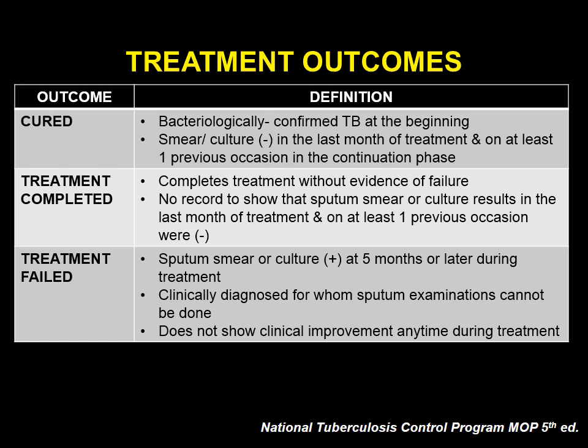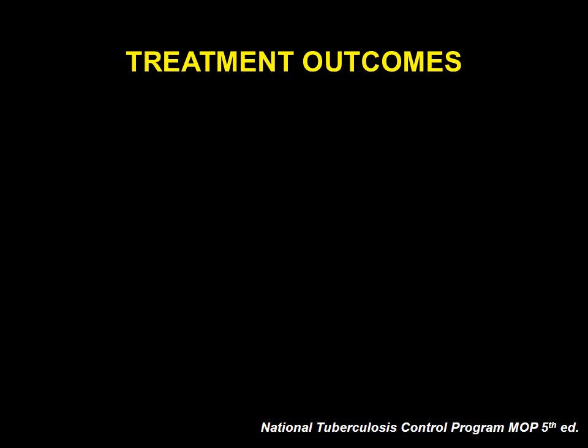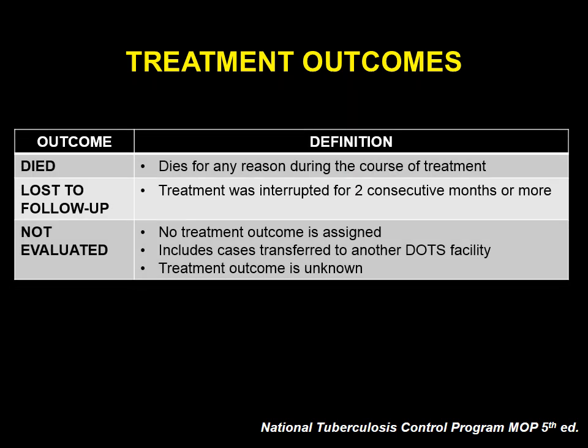who completed the treatment. Treatment failed are patients DSSM positive and still positive at the 5th month or later, or patients clinically diagnosed who do not show improvement during treatment. Died, person who dies during treatment for any reason. Lost to follow-up, patients whose treatment was interrupted for 2 consecutive months or more. Not evaluated are cases transferred to another DOTS facility whose treatment outcome is unknown.